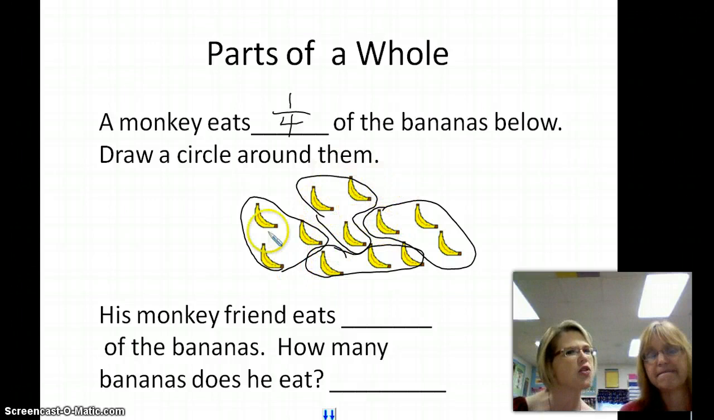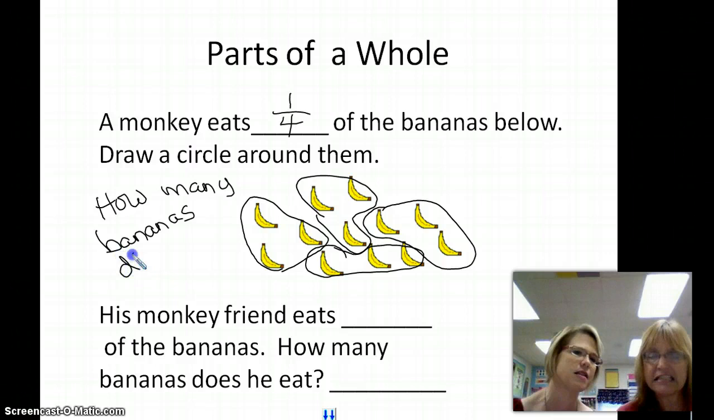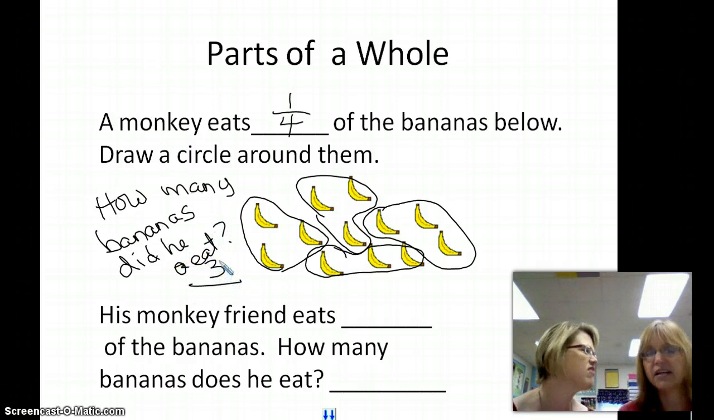I'm sorry. So the question is, how many bananas did he eat? So, 3. Sorry, I missed a question. Let's just write it in. I wondered if you just wanted me to draw a circle around how many bananas he ate. But I drew it around every section, so he ate 3 bananas. So we can just write in that question. There's lots of room there.